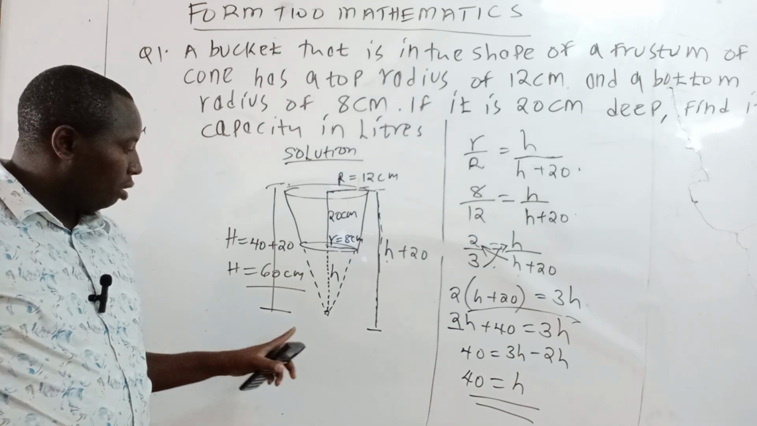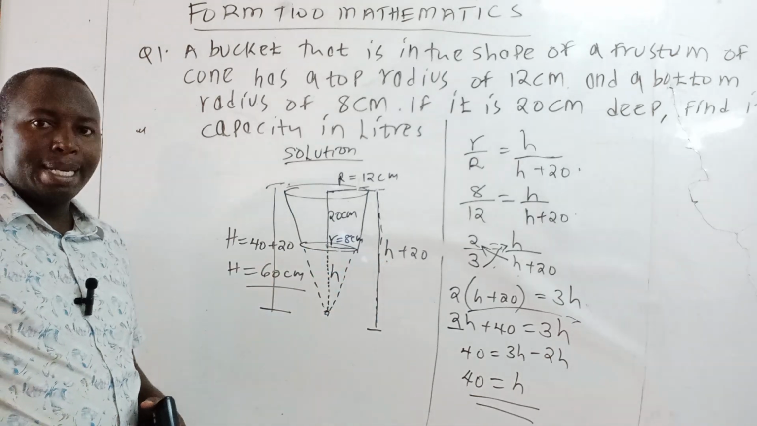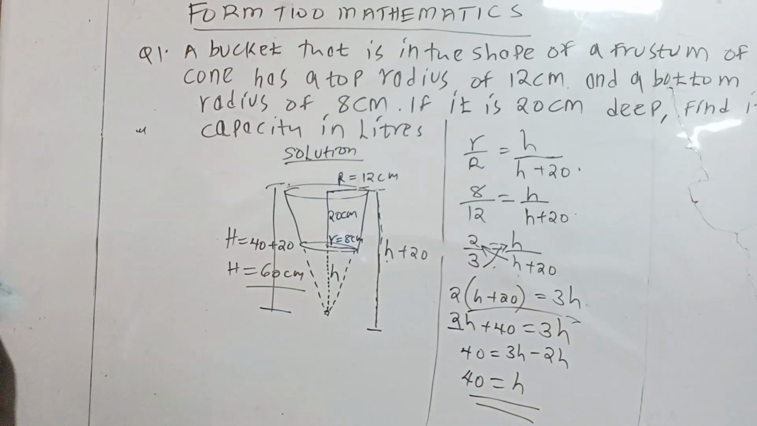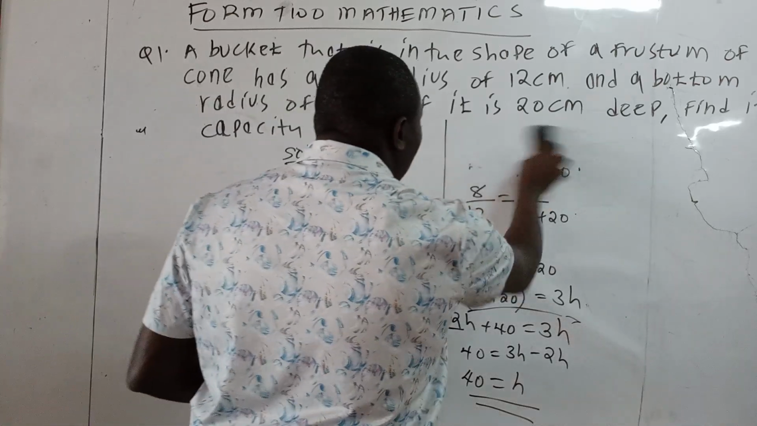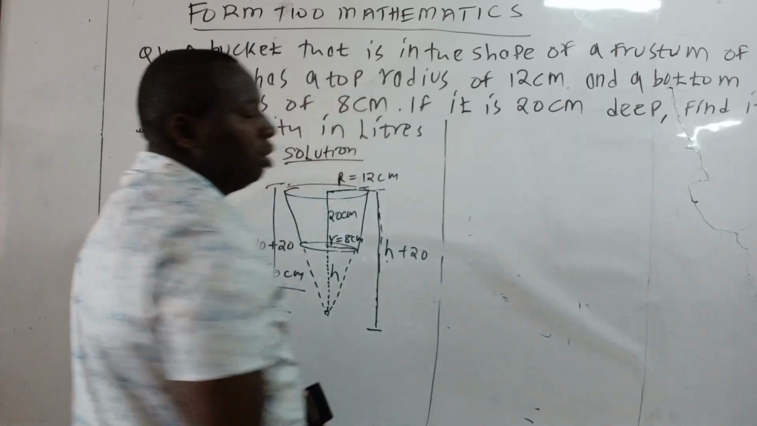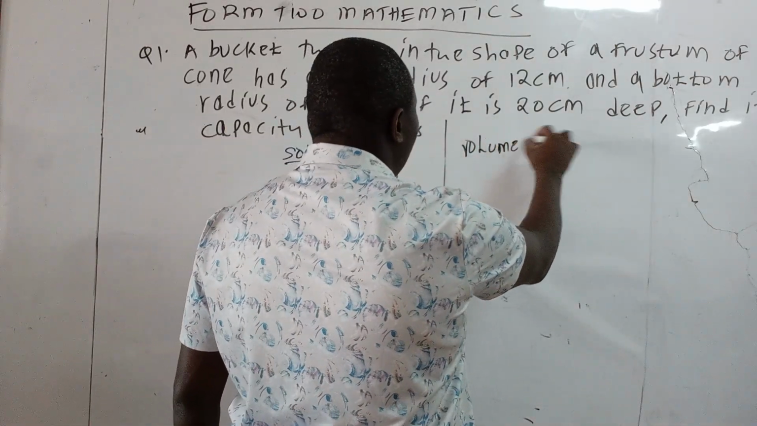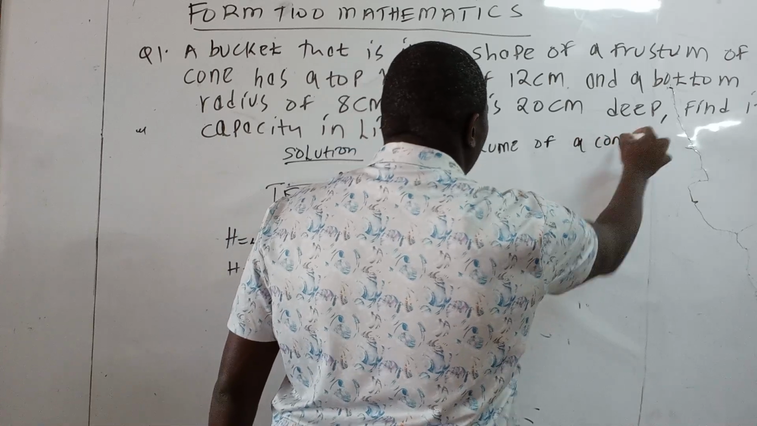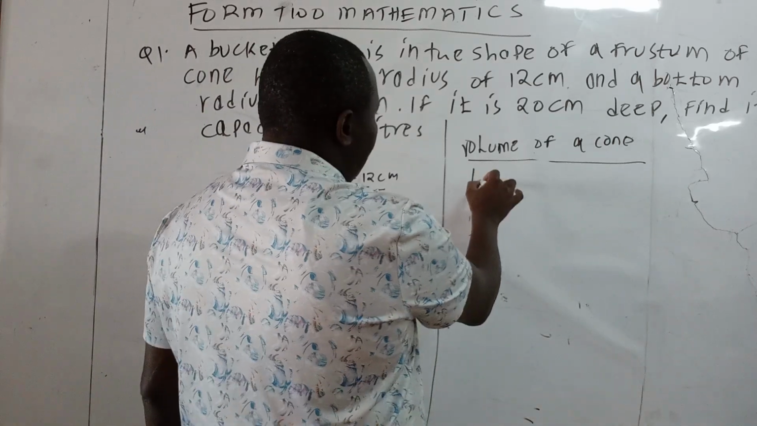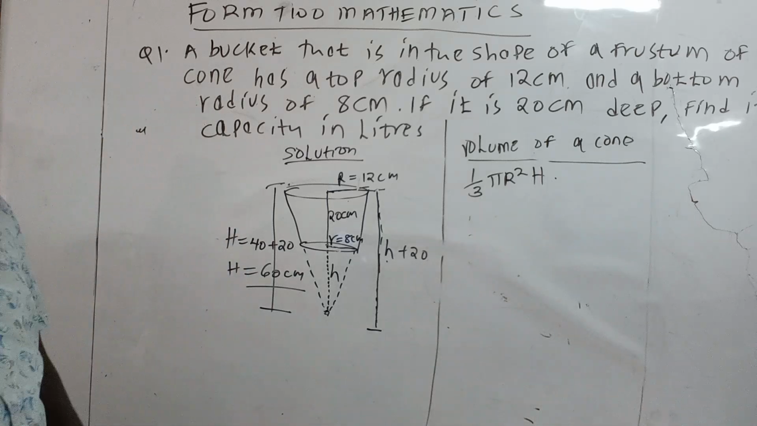So once you get the height of the small cone, that is 40 plus 20, now you get the height of the original. Then the next step now is to find the volume of a cone. The formula for finding the volume of a cone, in this case, is one third pi r squared h.